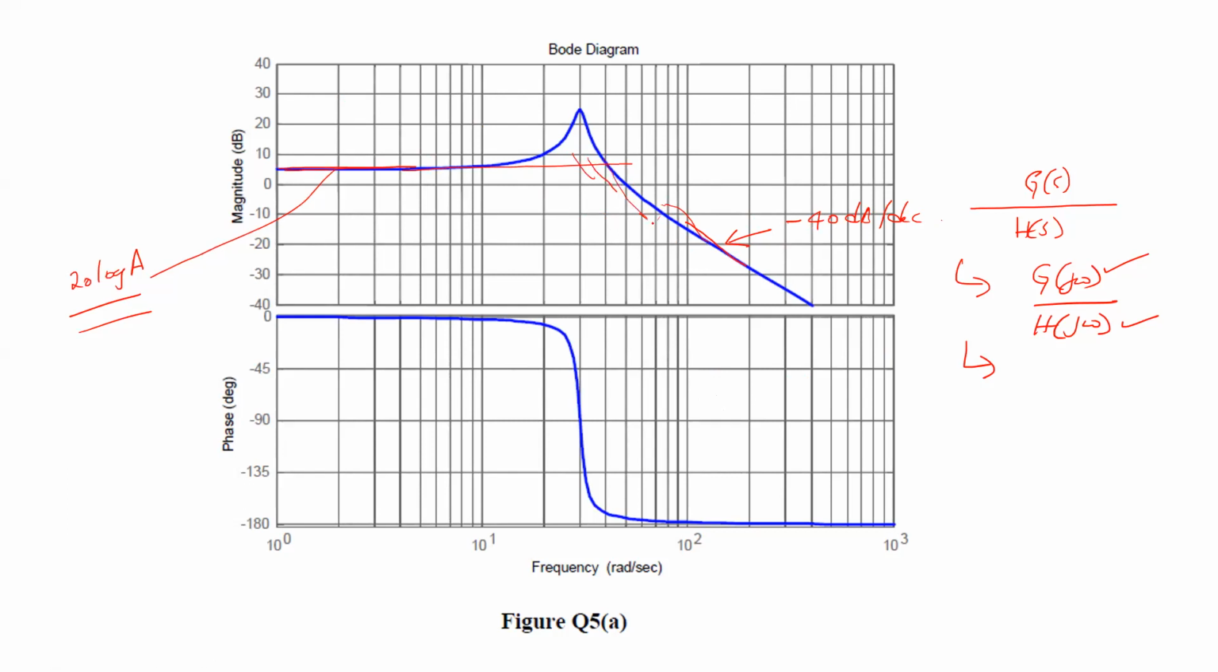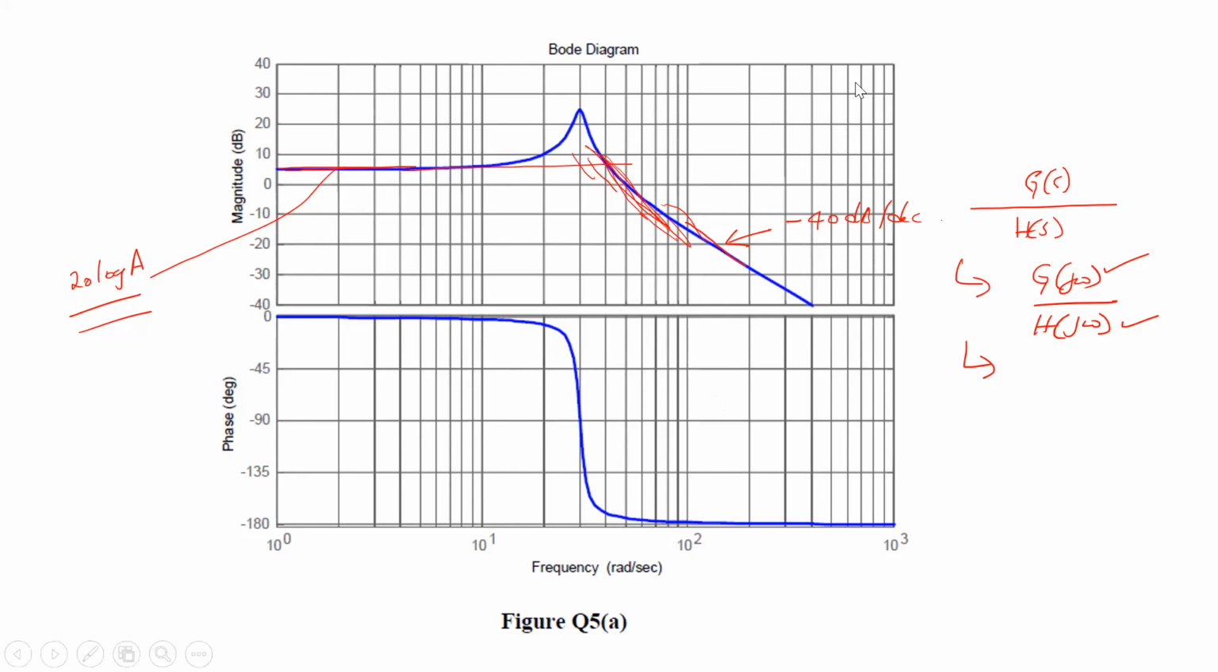Excuse me, sir. Yeah. Can you just give a little pointer as to how you identify when it's minus 20 and minus 40? Is it just because the system is second order?